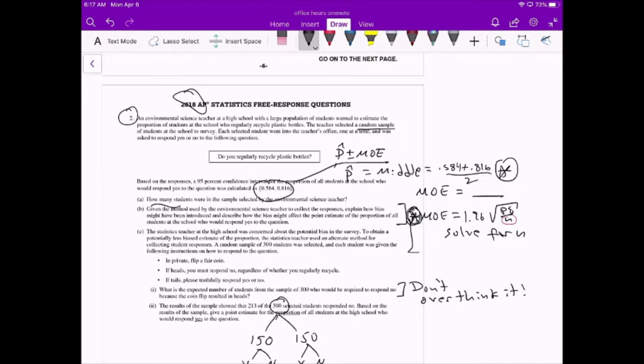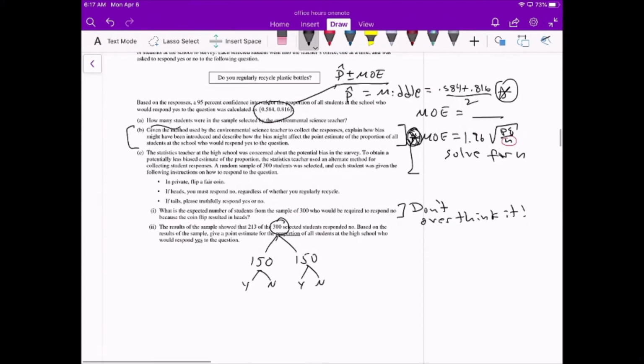For part B, I think there's a name for that type of bias. You can look that up in the green packet. Be sure to include some context in your answer. For C, for part 1 here, don't overthink this. That's an easy question. And then for part 2, you might want to think about splitting that 300 people up into 150 and 150 and thinking about where these answers came from.